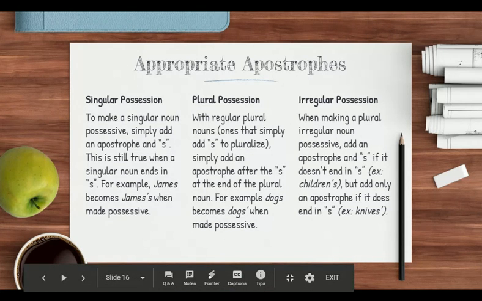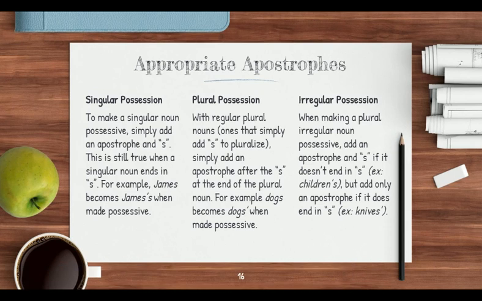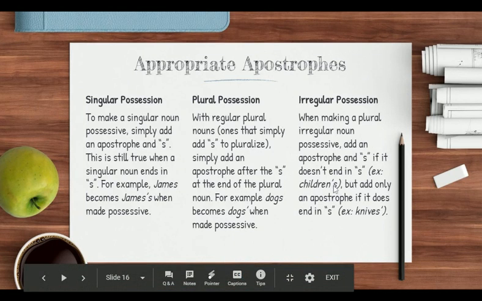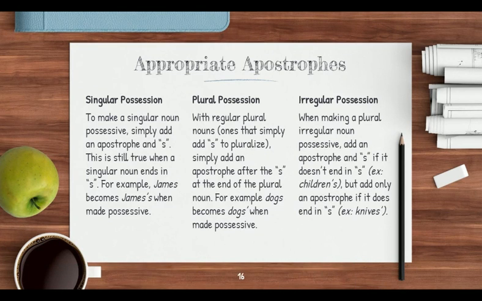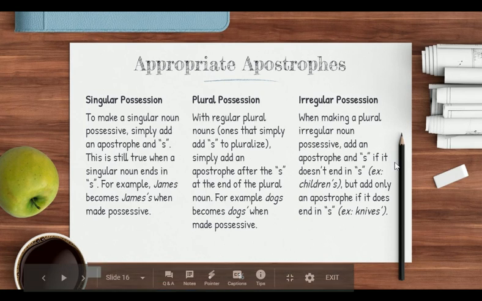Finally, with irregular possession, when we're making a plural irregular noun possessive, we need to add an apostrophe and S if that plural irregular noun doesn't end in S. For example, children's, children apostrophe S. But if that irregular plural noun ends in S, we need to add only an apostrophe after that S. For example, knives', if we want to make that plural.